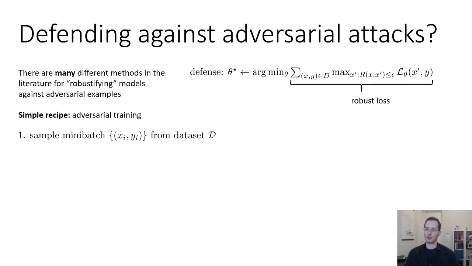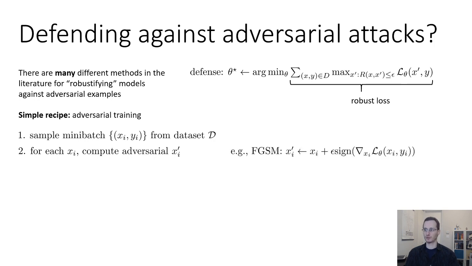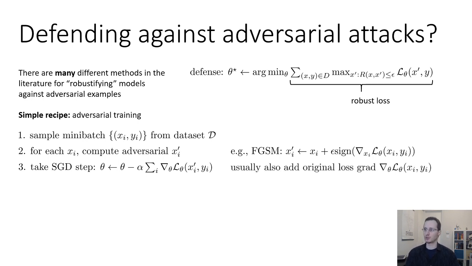Sample a mini-batch, a set of x_i's and y_i's from your dataset. For each x_i, compute an adversarial x_i prime, for example by using the fast gradient sign method. So basically get an adversarial example for each of the images in your mini-batch. FGSM is a really good choice for this because it can construct these adversarial examples extremely quickly. And then you take an SGD step on the loss function, but using your adversarial examples in place of the real data points. So essentially just construct adversarial examples and train on them. In practice, you also combine this with the original loss. So you don't just optimize the loss on the adversarial examples, you also optimize the loss on the original examples, and that tends to somewhat improve performance. And then you just repeat this multiple times.